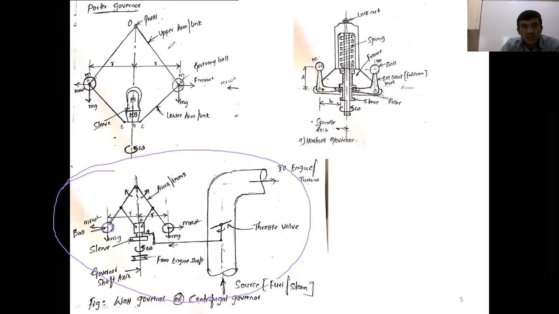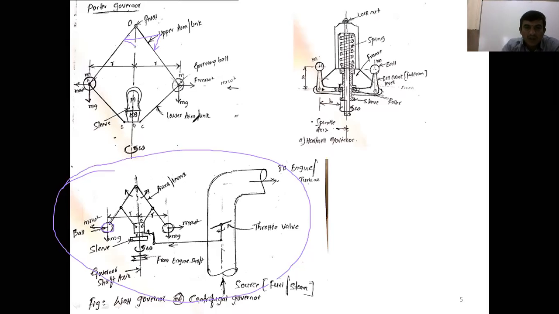Go for the Porter governor, the construction of the Porter governor. Again, these two are upper arms. Those two upper arms are connected to where? Connected to the governor shaft axis, the pivot at the governor shaft axis. What about the lower arms? At the other end of the upper arms, a governor ball mass is attached here.